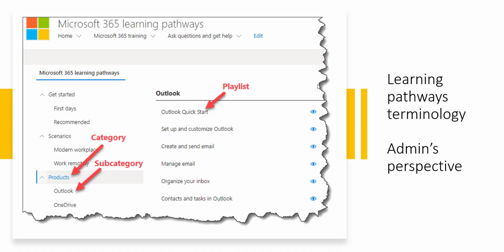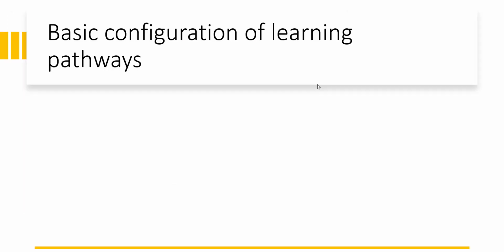Now let's talk about some configuration here. Some of the Learning Pathways terminology to be aware of: you have categories like different products, you have subcategories, such as Outlook, OneDrive, Teams, and then within each subcategory, once you go there, you have playlists. And playlists are the ones that have the actual assets that have the content in terms of videos, articles, and more.